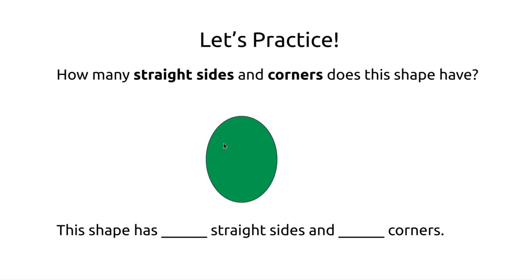Now let's see this shape here. Do you know what this shape is called? It's an oval. And this shape has no straight sides and no corners. And that's what makes it special.